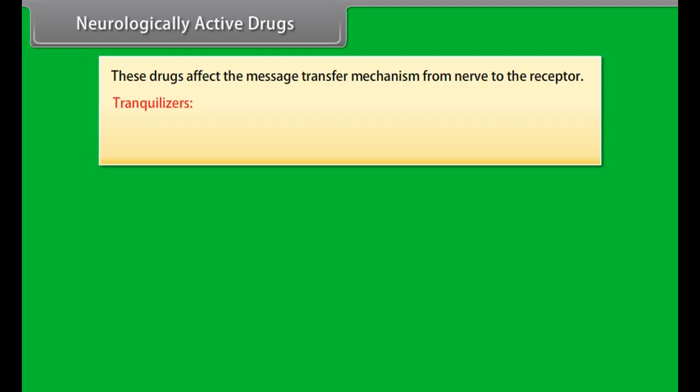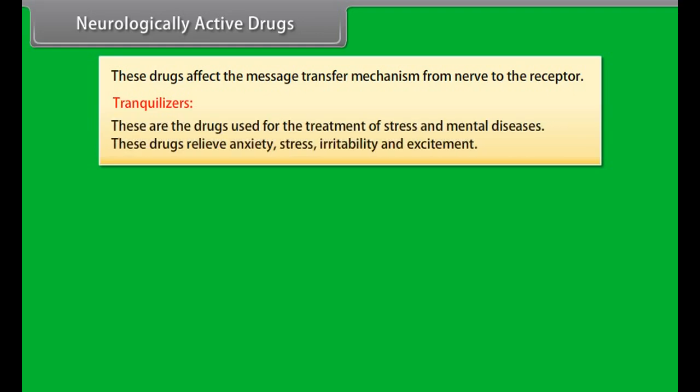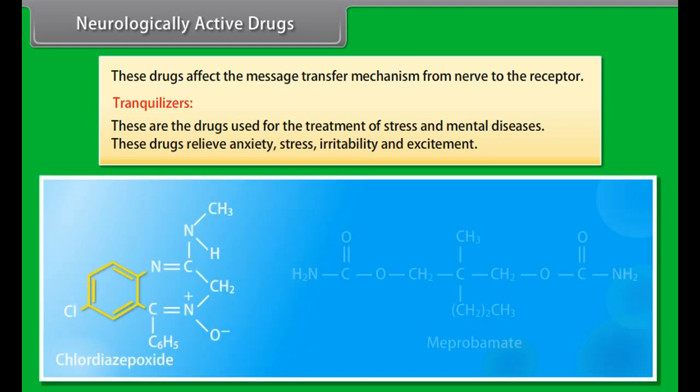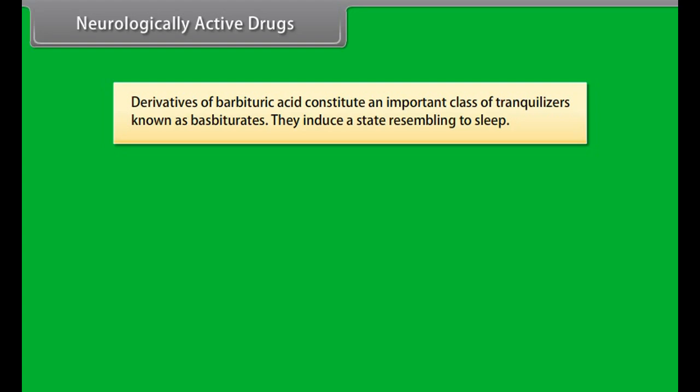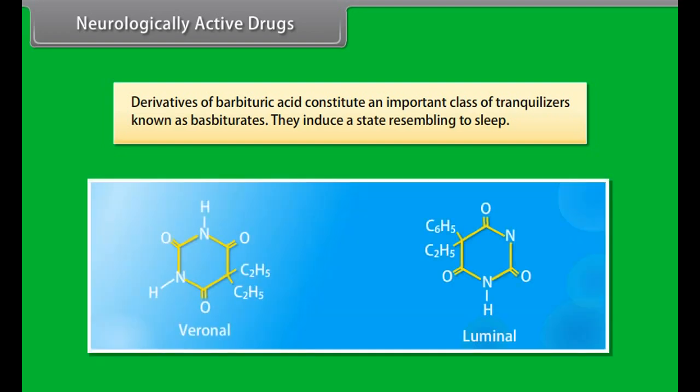Tranquilizers. These are the drugs used for the treatment of stress and mental diseases. These drugs relieve anxiety, stress, irritability and excitement. For example, chlordiazepoxide and meprobamate are mild tranquilizers. Derivatives of barbituric acid constitute an important class of tranquilizers known as barbiturates. They induce a state resembling sleep. For example, Veronal and Luminal.